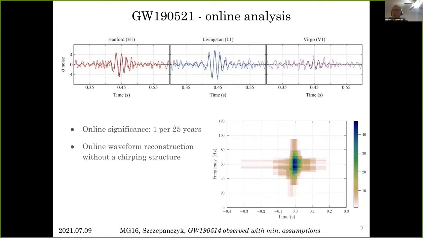GW190521, in the online, low latency analysis, the CWB detected it with a significance of 1 per 25 years. And this event has a very low peak frequency of around 60 Hertz. As you can see on the plot on the right, it doesn't have a chirping structure as for a typical binary system, as I was mentioning before. And yet the signal was strong enough to be detectable.